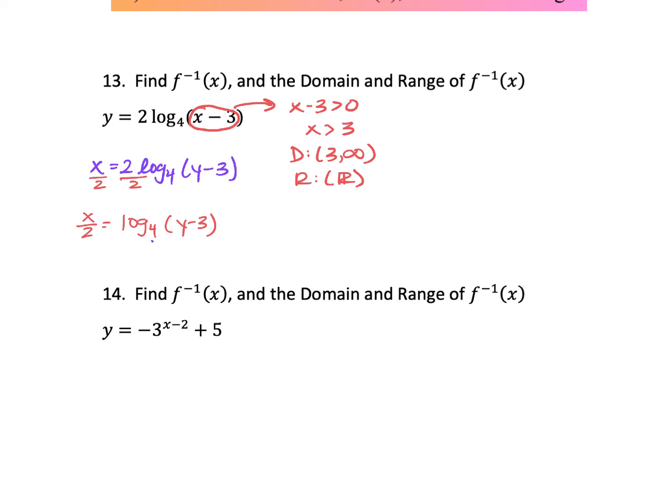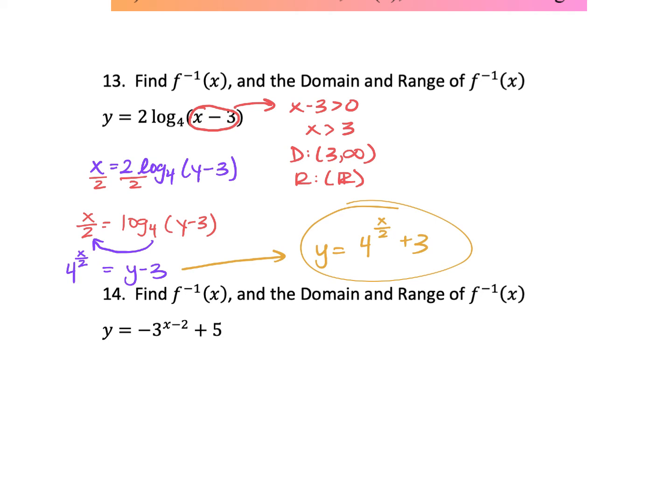I'm going to move that base of 4 over to the other side so that I can get the argument by itself. So this is going to be 4 raised to the power of x over 2 is equal to y minus 3. My last step is going to be to add 3 to both sides, giving me my inverse function y is equal to 4 raised to the power of x over 2 plus 3. This is, again, my inverse function.